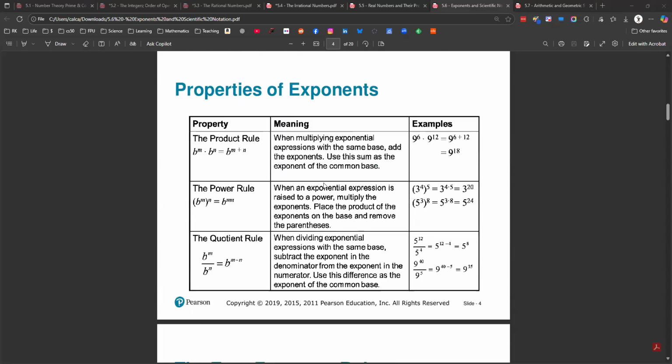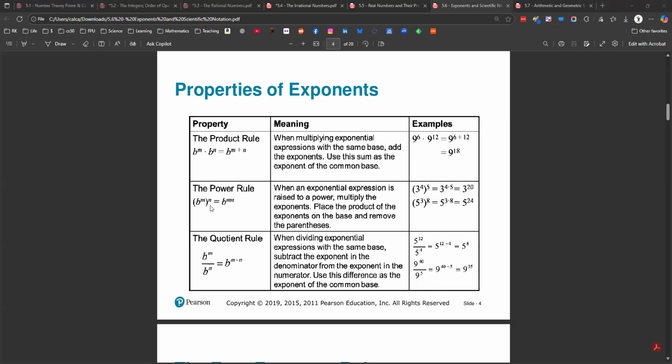So the product rule for exponents: b to the m times b to the n is the same thing as adding the exponents. An example over here, 9 to the 6th times 9 to the 12th is the same thing as 9 to the 6 plus 12, or 9 to the 18th. The product rule: when you multiply like bases, you add the exponents.